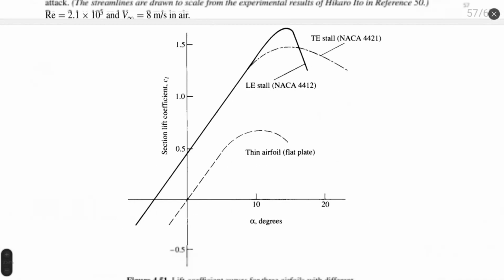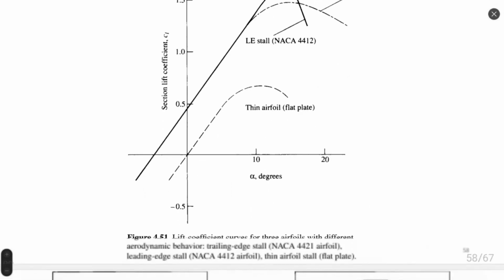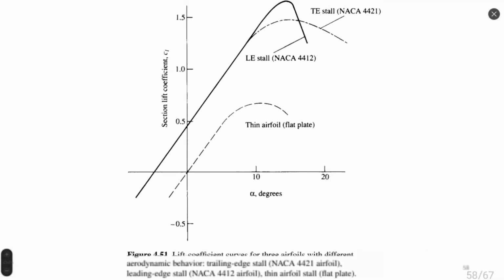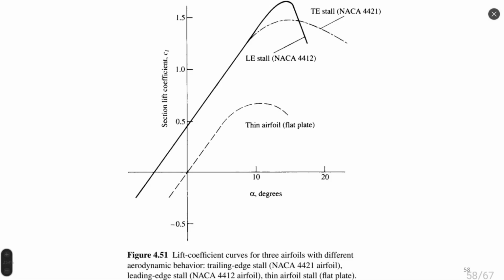Here, I think it's a comparison between a flat plate and NACA airfoils, 4412 and 4421. They are those two which we saw in previous figures. They have the same behavior of lift before 10 degrees, more or less. Let's make a vertical line, more or less until 10 degrees. They have very much the same behavior.